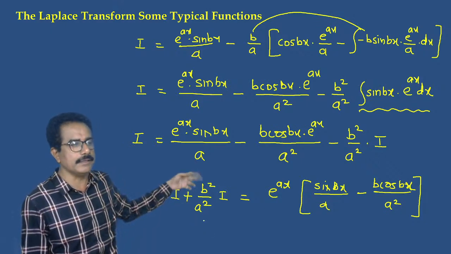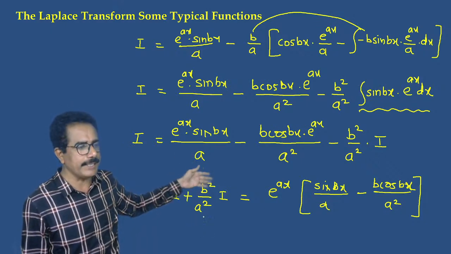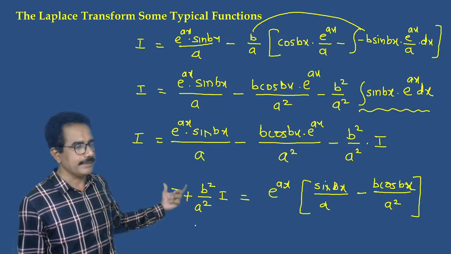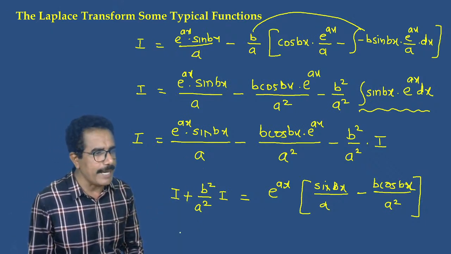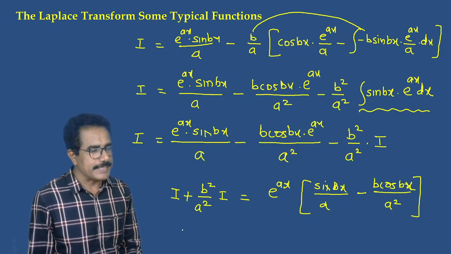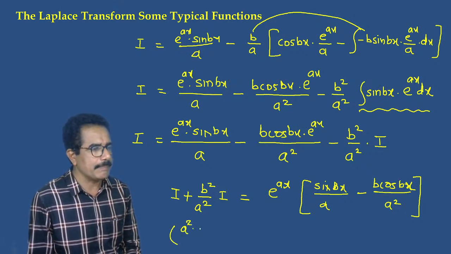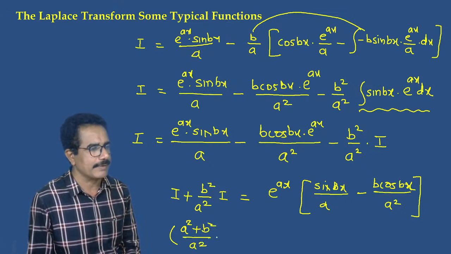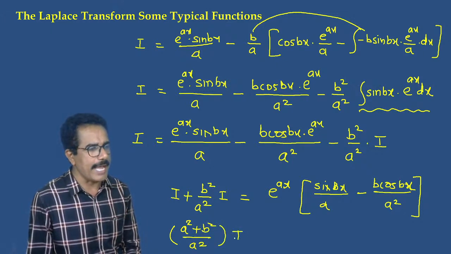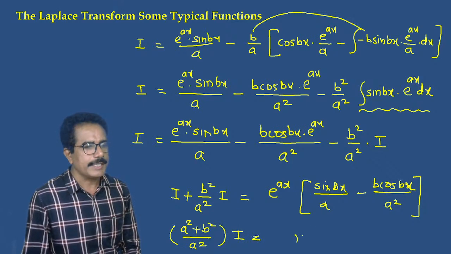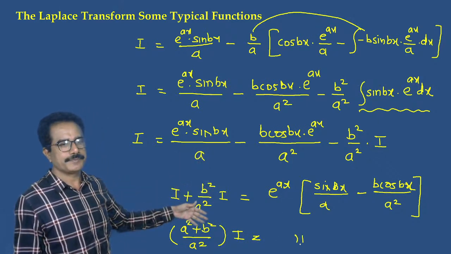Now you can take the LCM on the left side. After taking the LCM, take I common, so it becomes a square plus b square divided by a square into I, which is equals to, keep this as it is.